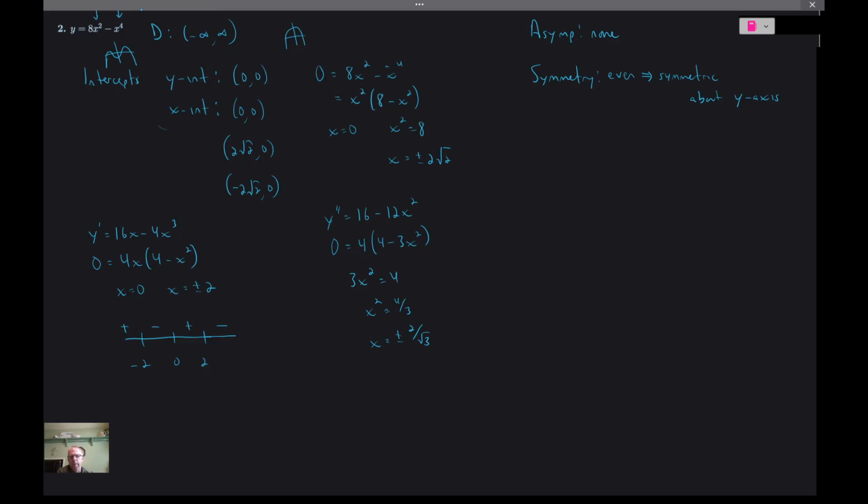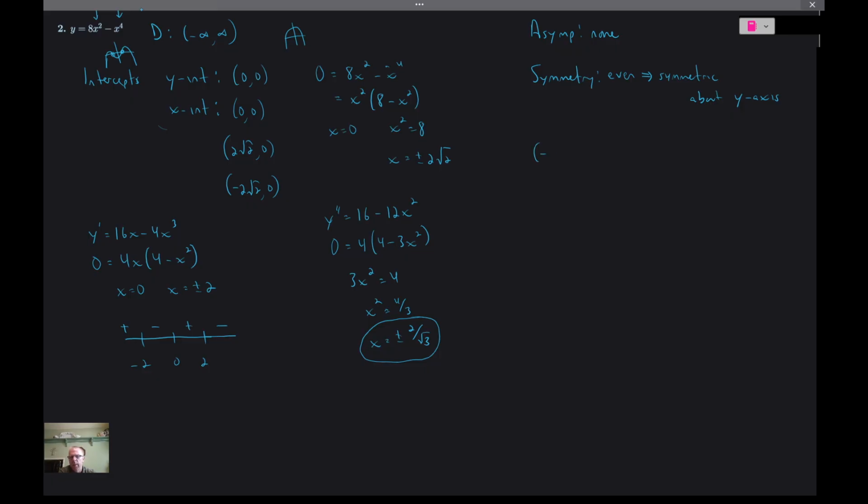Now, based on the fact that we know this graph looks like this, we have an inflection point here and an inflection point here. And we know just based on this that those are going to be these 2 points. So let's draw our little chart. And so we have our intervals here.